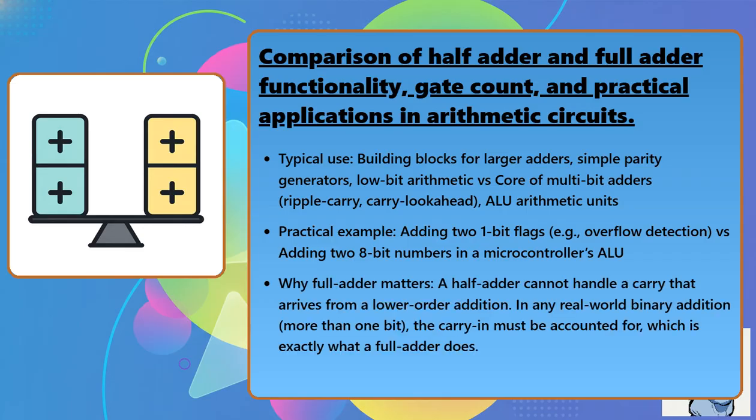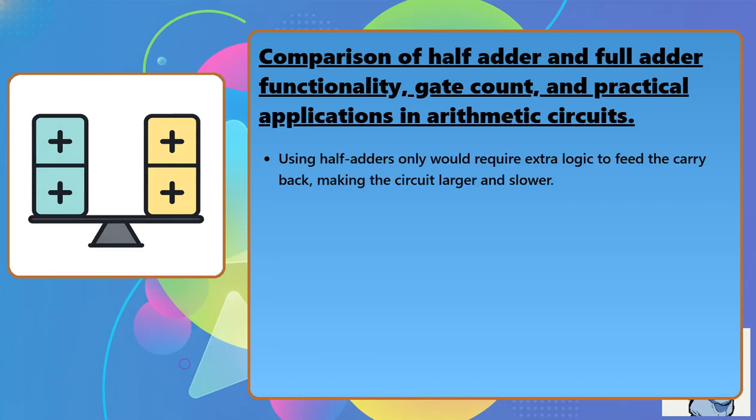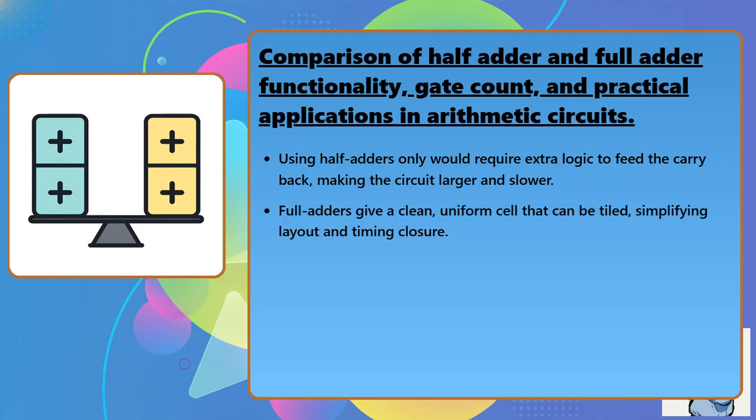A half adder cannot handle a carry that arrives from a lower-order addition. In any real-world binary addition of more than 1 bit, the carry-in must be accounted for, which is exactly what a full adder does. Using half adders only would require extra logic to feed the carry back, making the circuit larger and slower. Full adders give a clean, uniform cell that can be tiled, simplifying layout and timing closure.